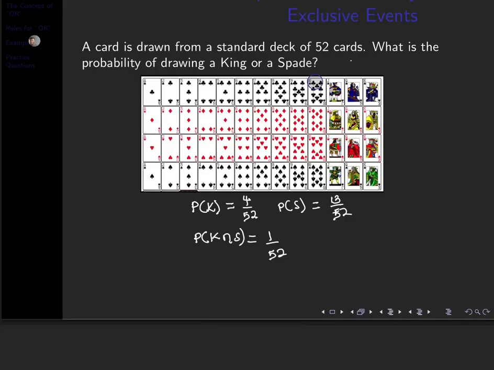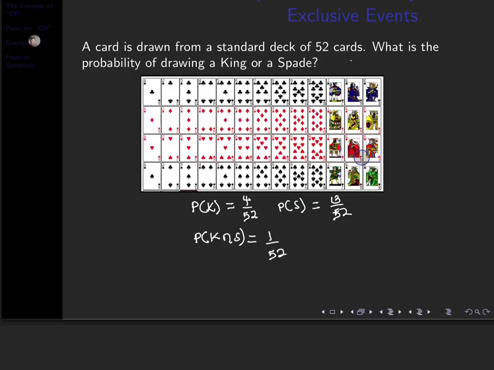You see? And we agree to the fact that due to the nature of the cards, there are some kings that are spades, or there are some spades that are kings. Right? Hence, they occur together. They are not mutually exclusive. They are non-mutually exclusive. And we are talking of "or", which has to do with addition.